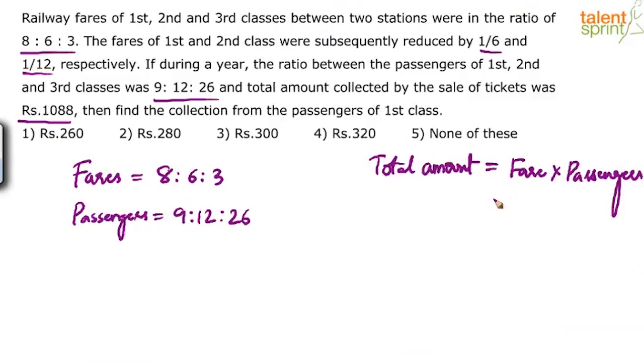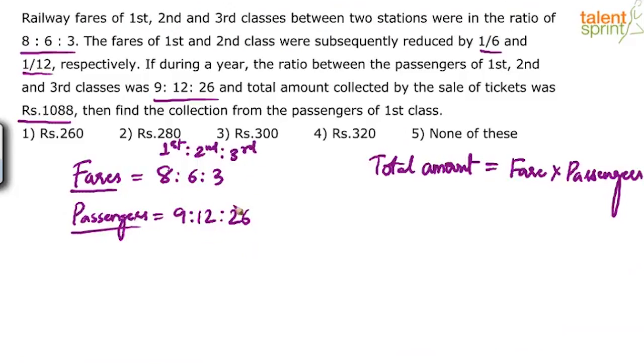So basically, if I know the ratio of amount collected between first class, second class, and third class, I can divide 1088 in that ratio to get the required answer. But here that ratio is not given to us. Instead, we have been given the ratio of fares and ratio of passengers. So if I simply multiply the respective terms in these two ratios, I would get the ratio of amount from first, second, and third class. You getting it? This is first is to second is to third.